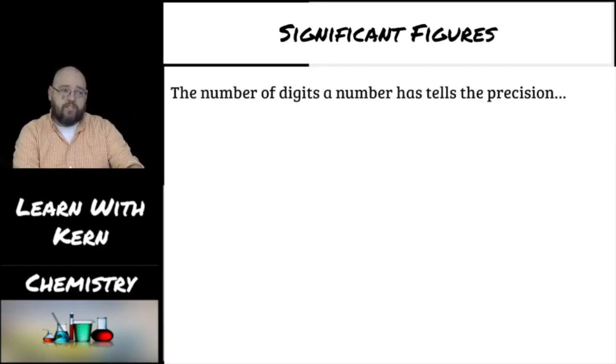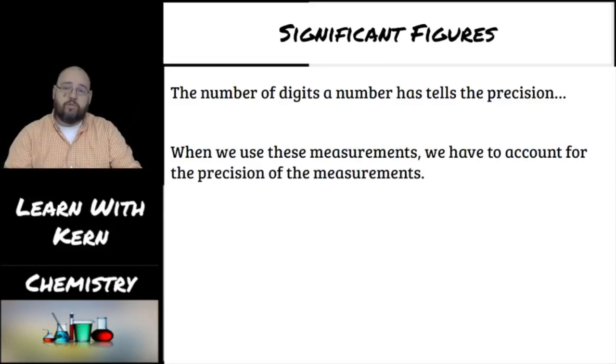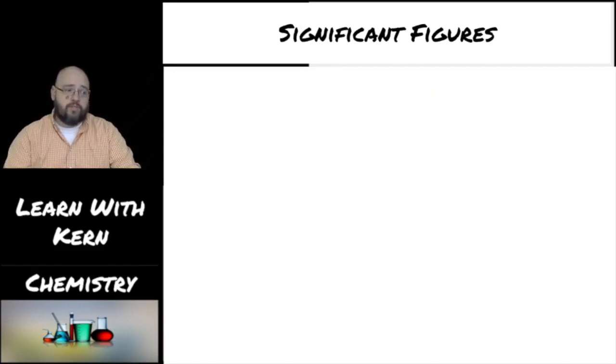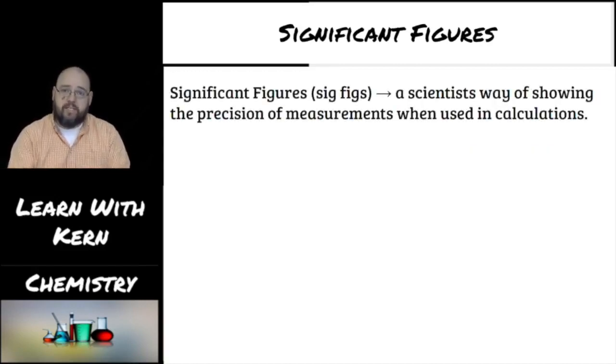So the number of digits that you have tells us the precision. The more digits that we have, especially after the decimal place, tells us the precision of our measuring tool and the precision of our measurement. And when we use those measurements, we have to account for that precision when we record any of our measurements. So any measurements that we take in the lab, we have to account for the precision of those measurements. And that's where significant figures comes in. That's what significant figures are. They're a way of showing the precision of a measurement when we use them in calculations and carrying that precision through in our calculations. And we'll get to that in a few minutes.